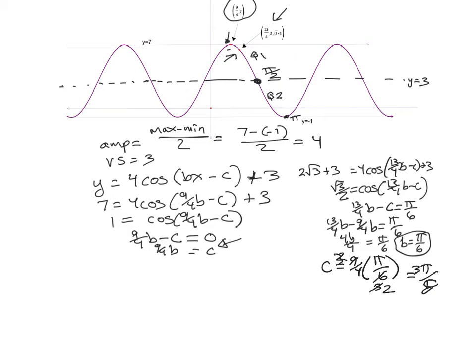So now, going back, let's put this into our equation. We've got y equals 4 cosine, and we just found that b was pi over 6 and x. And then I've got my c was 3 pi over 8. And then I've got the plus 3.